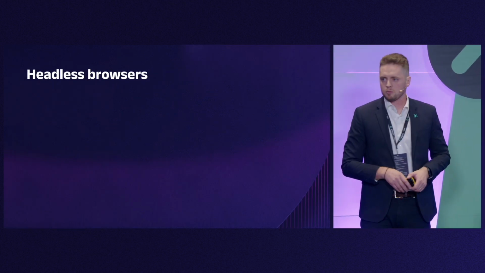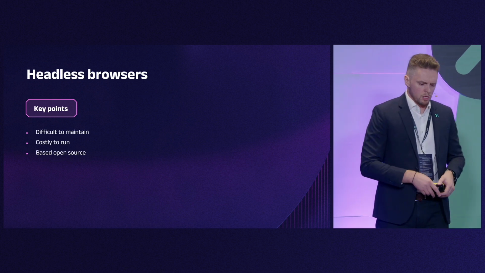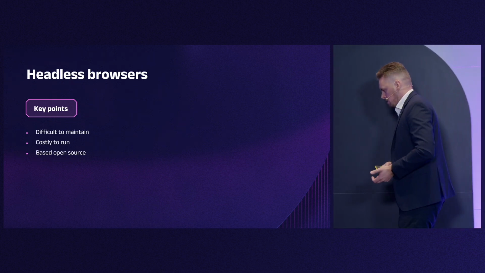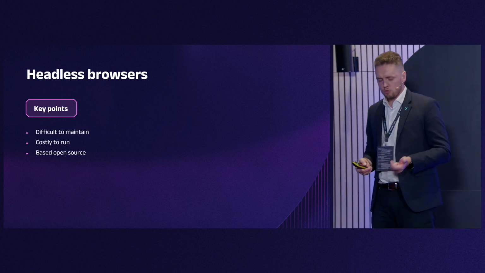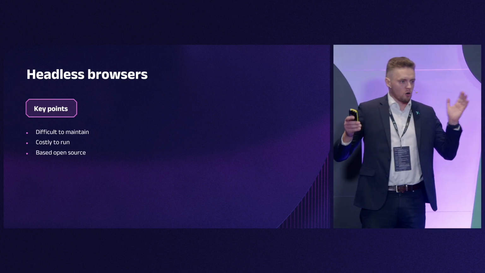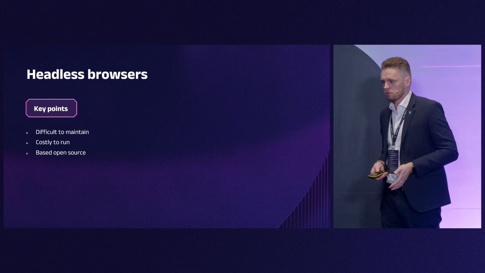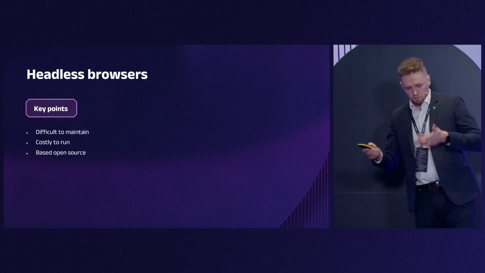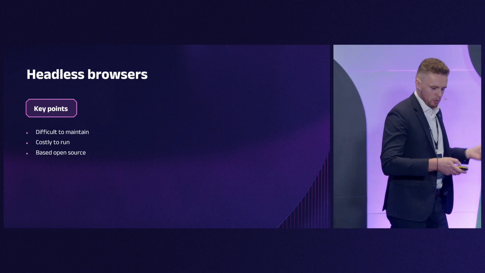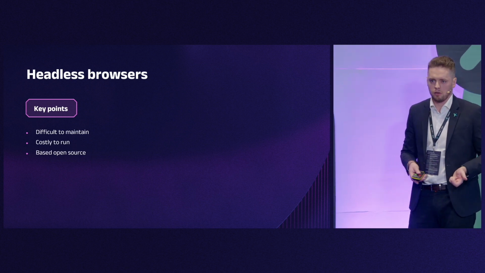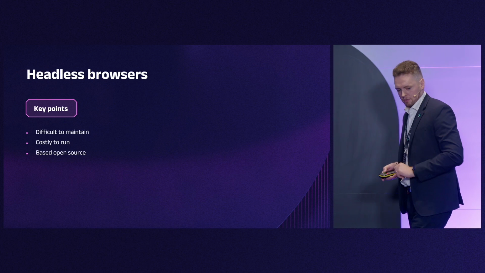Let's go on to the headless browsers. The key points: they're difficult to maintain. They crash, they fail, we need to scale. They use a lot of memory, a lot of traffic, a lot of network. They are costly to run. Those operations really need more resources, money, people. And they're based on open source, which is a curse and a blessing at the same time. Why? I'll explain a bit later.